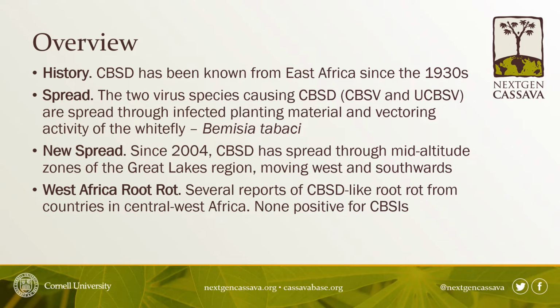With the renewed interest in brown streak disease with this new spread came a lot of reports of brown streak-like root rot from different parts of the continent, particularly West Central Africa, where there was a perceived threat of new brown streak spread. But most of these cases have not actually given positive virus test results for the cassava brown streak ipomoviruses.